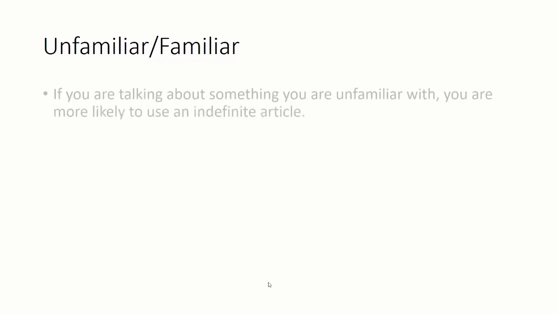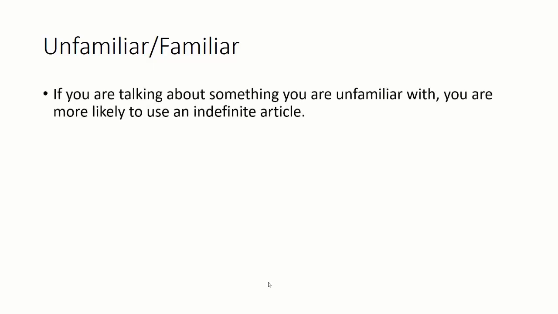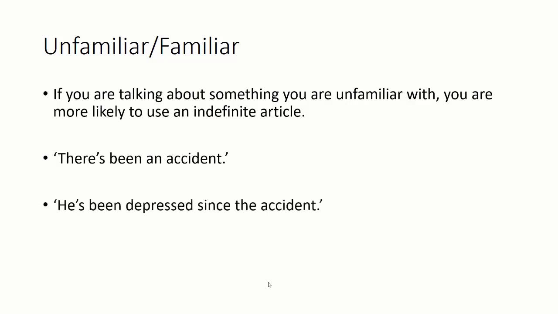The second thing is similar, very, very similar. Unfamiliar and familiar. If you're talking about something that you're unfamiliar with, you're more likely to use an indefinite article. There's been an accident. He's been depressed since the accident. So there's been an accident. An accident has happened. There's been a car crash or a motorbike crash or a bike crash or something like that. But I'm not familiar with it.